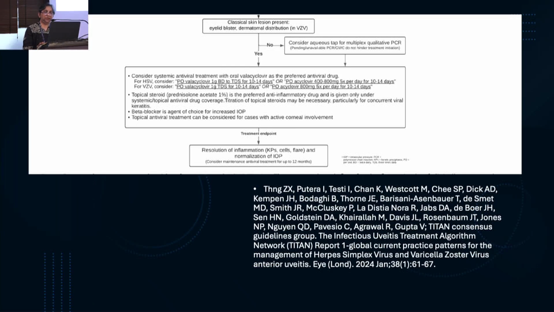And your treatment consists of mainly systemic antivirals, and we give valacyclovir 2 grams to 3 grams per day for 10 to 14 days. And to control the concomitant inflammation, you have to use Pred Forte, which is a preferred steroid. And if there is an active corneal involvement, you can add on the topical antiviral treatment. For recurrent or chronic cases, you have to keep them on maintenance therapy with valacyclovir 500 OD to BD for anything up to 1 year, sometimes even longer.